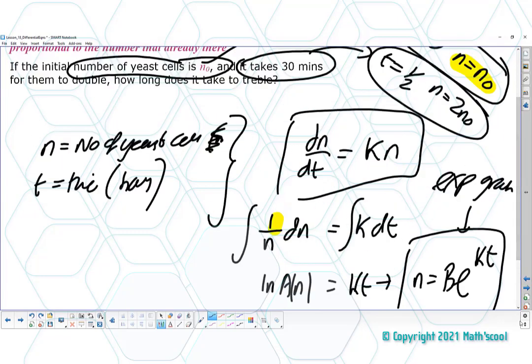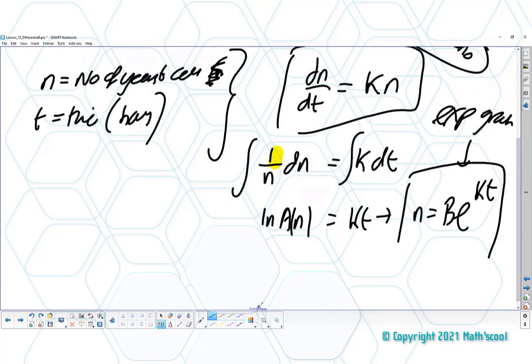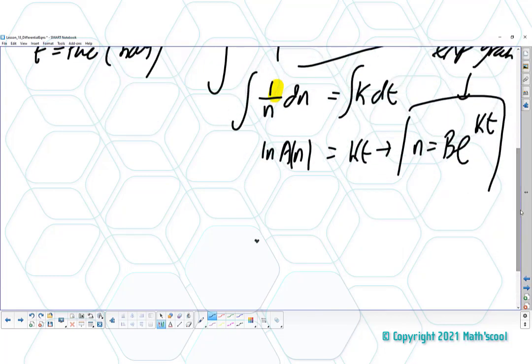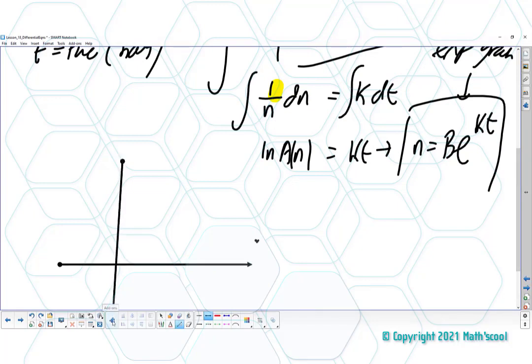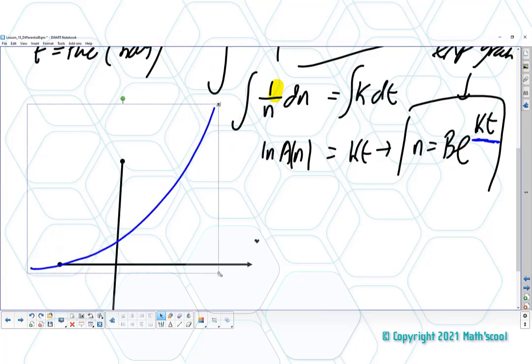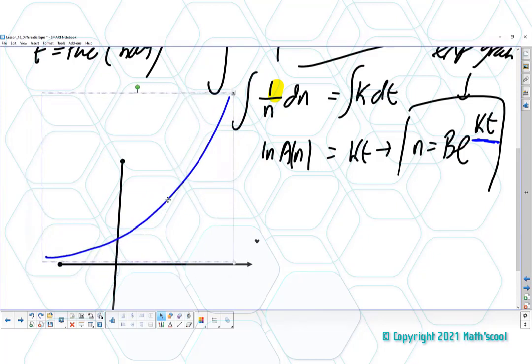It looks like this. It's the e to the x graph. And then you've got a squash of k along the x-axis. So I squash it by k along the x-axis. And then you've got A times B along the y-axis. So I stretch it by B along the y-axis.